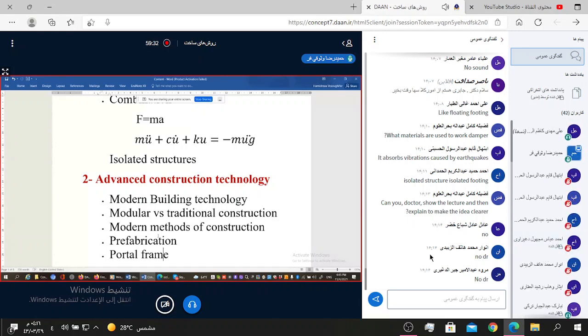Modern building technology, construction of modern building technology is very important, because modern building technology is the smartest structure in development countries. So we should consider all of the most important variables of modern building in this section.